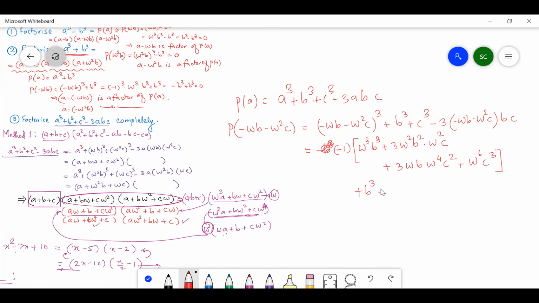plus b cube plus c cube minus inside minus gets plus omega into omega, no, okay. So 3 omega b square c plus 3 omega square bc square. Okay, so now let me distribute this minus sign inside and reduce the powers of omega. So minus b cube.